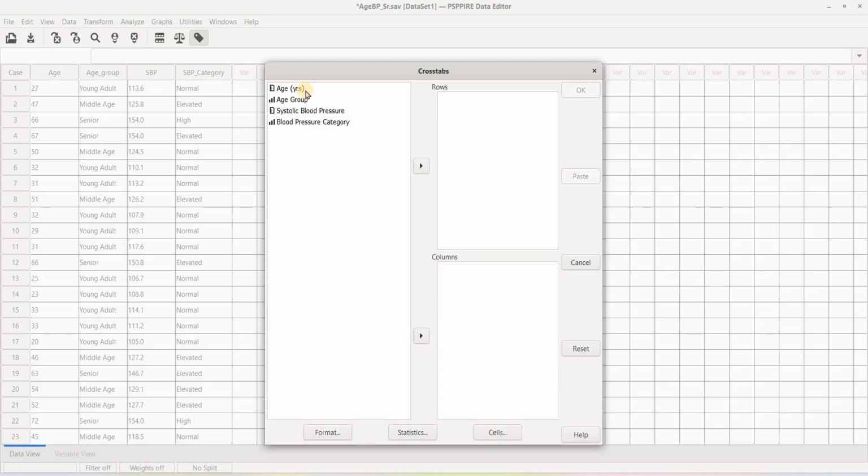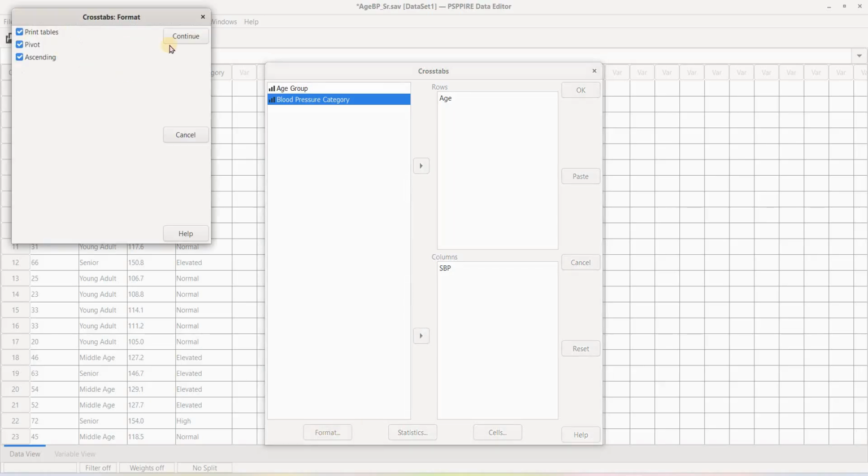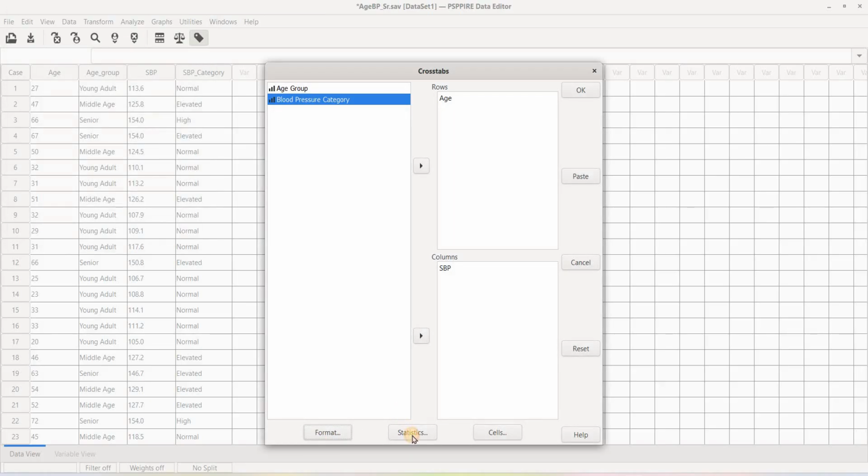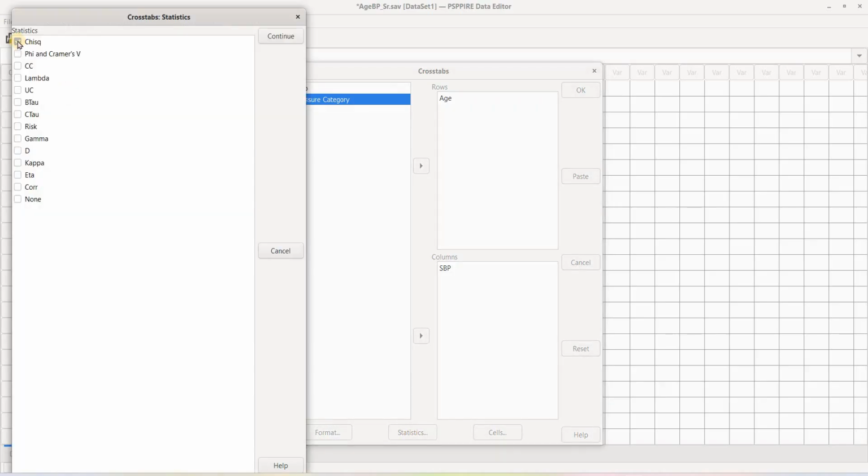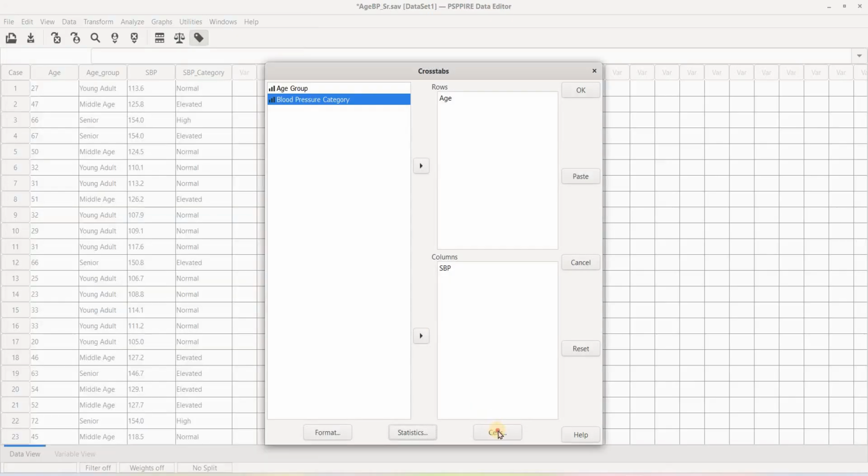So now let's put in the row age in years, and we'll put systolic blood pressure in the column section. In format, we're leaving everything as is. When we go to statistics, however, we're not really doing a chi-square, so we could uncheck that. However, you're coming down to this that says COR, which is short for correlation. As you see, it comes up here, Spearman correlation and Pearson's R. So it gives you both. So you ensure you check that box and you click continue.